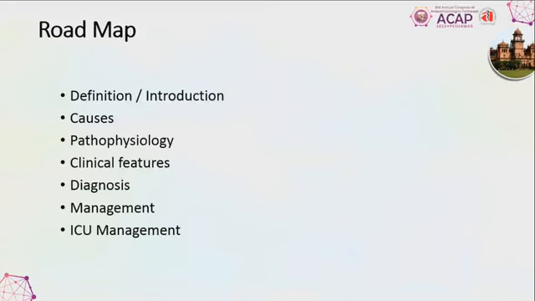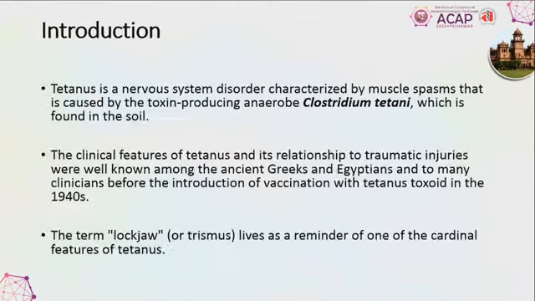In the next few minutes we will discuss tetanus. As everybody knows, it is characterized by muscle spasm caused by tetanus toxin produced by Clostridium tetani. For many years the relationship between tetanus and traumatic injury has been well known, going back to ancient Greek and Egyptian times, and in the 1940s it was called lockjaw syndrome.